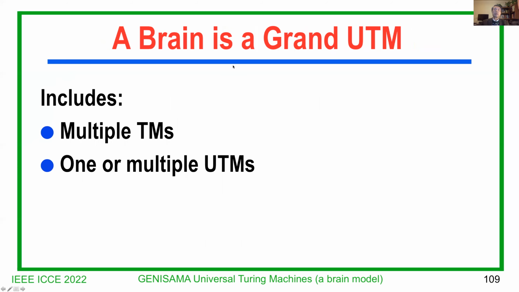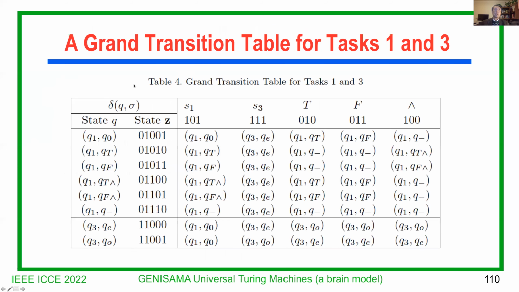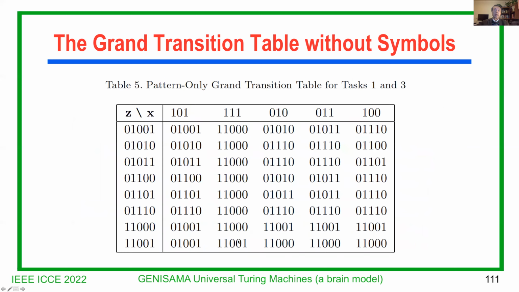A brain is a Grand UTM, including multiple TMs and one or multiple UTMs. And the grand transition table is supposed to have task 1 and task 3. Originally we can model that as symbols, but then once you have numeric vectors, you can also see that they are partitioned by the 2 FAs, and they can call one another once you have vectors.